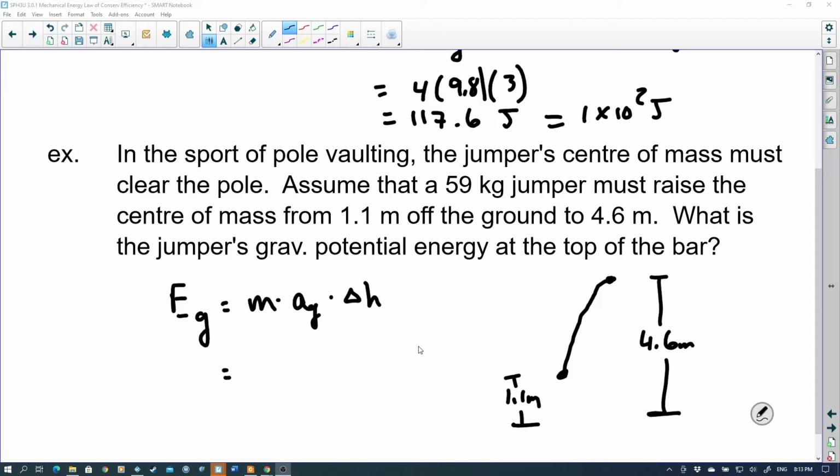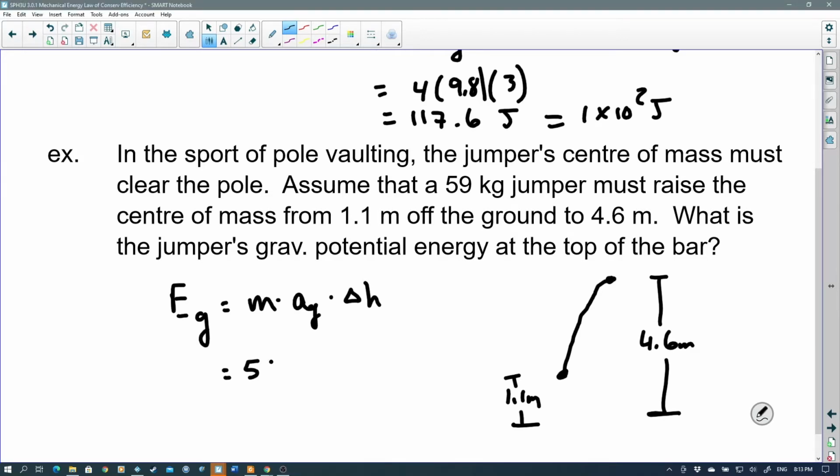So our mass is going to be the pole vaulter's mass, which is 59 kilograms. Acceleration of gravity is 9.8 meters per second squared. Delta H is H2 minus H1. So that's going to be 4.6 minus 1.1. Now you could do that off to the side and then bring it into the equation. However, if the number was really ugly and you had to round, you wouldn't want to do that. So I'm going to do it all within the same equation here. So I'll do the calculation off to the side: 59 times 9.8 times bracket 4.6 minus 1.1.